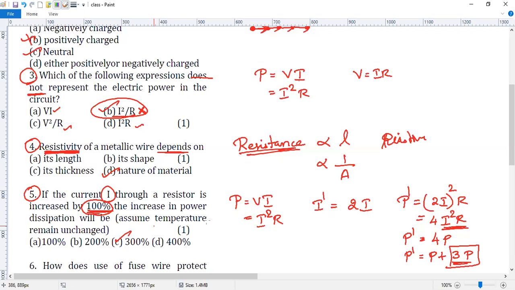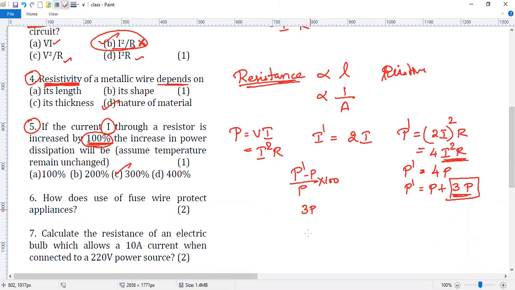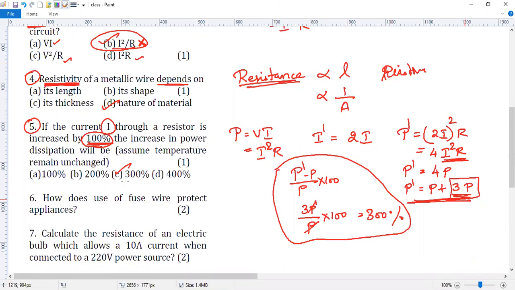Or in the mathematical sense, you have to subtract the original and divide by the original, into 100, in order to get the percentage increase. Correct? P dash minus P divided by P into 100. What is P dash minus P divided by P into 100? 4P minus P by P into 100. So 3P by P into 100, which is 300%. So thinking in the mathematical sense, you can think like this. So you are now able to understand why it is 300%.